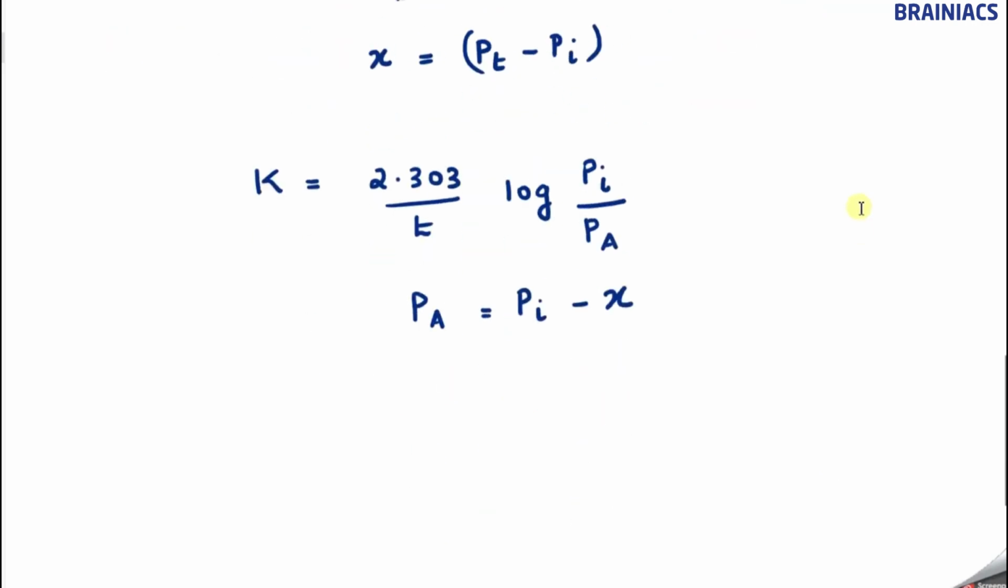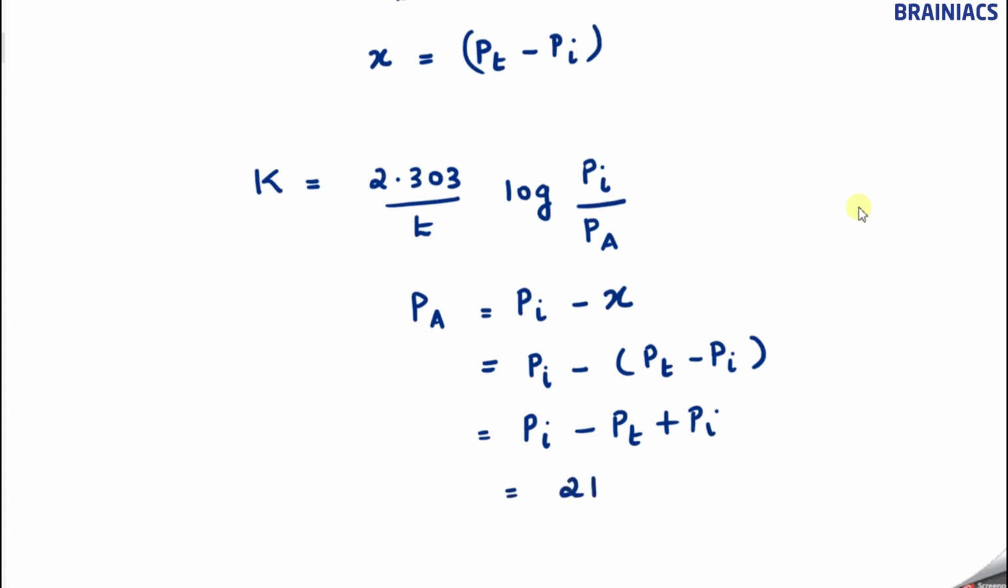But we already know the value for X, so let us substitute that. So that is Pi minus of Pt minus Pi. This will become Pi minus Pt plus Pi, so that is nothing but 2Pi minus Pt. That is what Pa is. Correct? So we can substitute this equation 2 in equation 1.